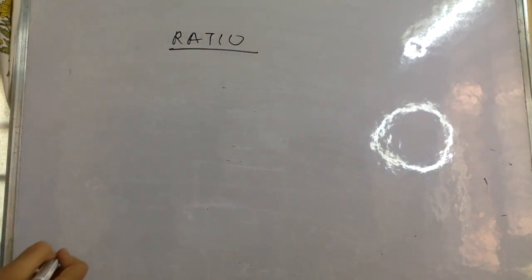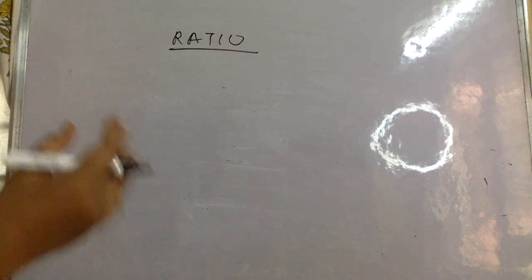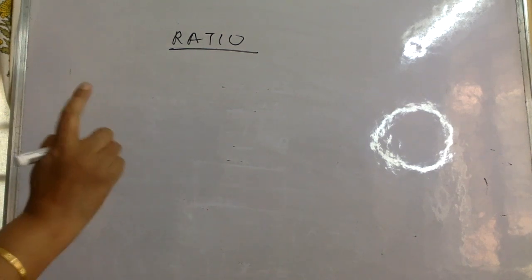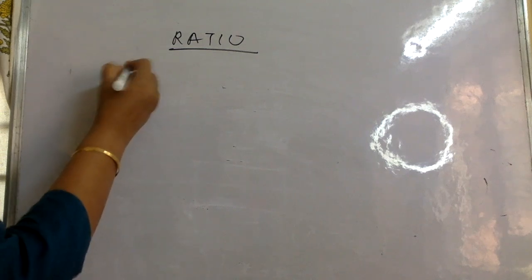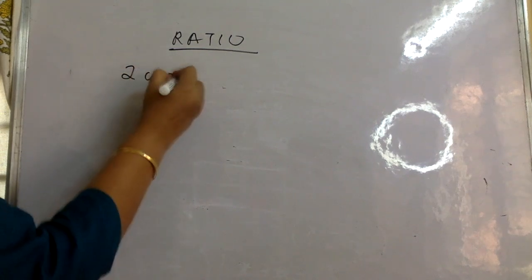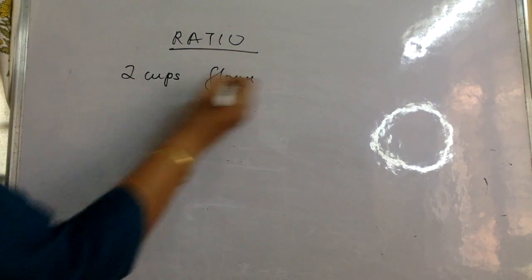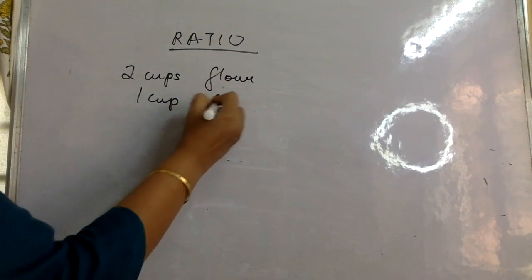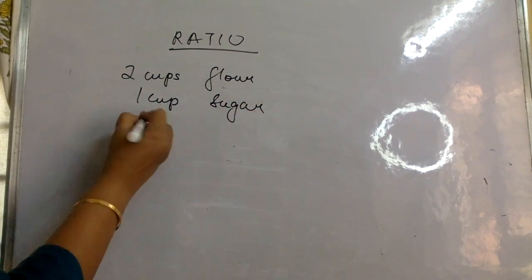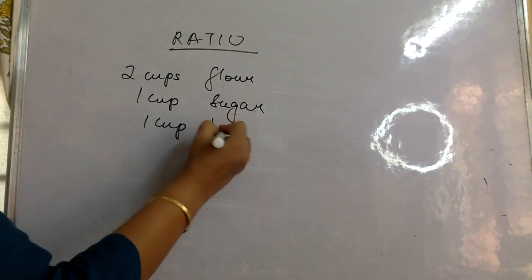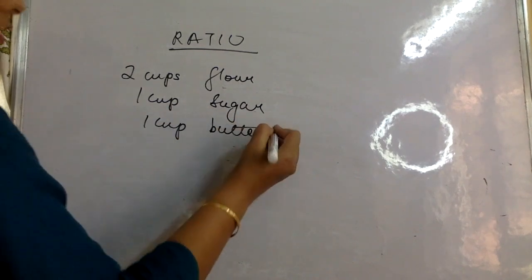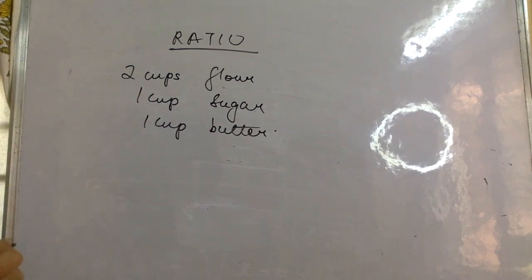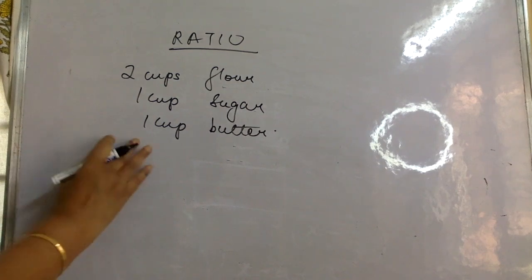Now what exactly is a ratio? Ratio is basically a comparison between two things. So supposing you want to make a cake, then I say 2 cups of flour, 1 cup of sugar and maybe 1 cup of butter. If you have these 2 cups of flour, 1 cup of sugar and 1 cup of butter, that makes 1 cake.